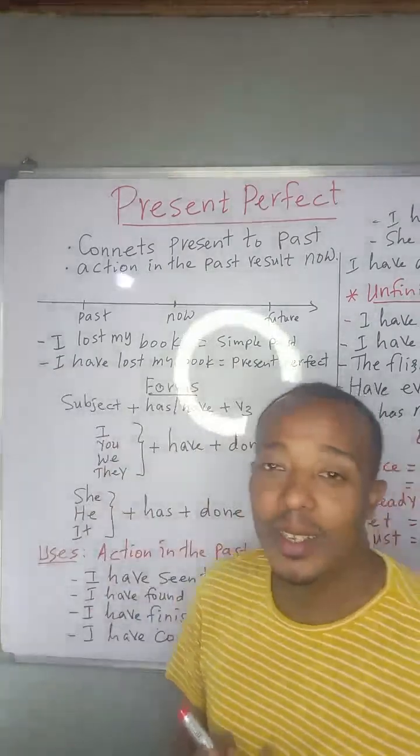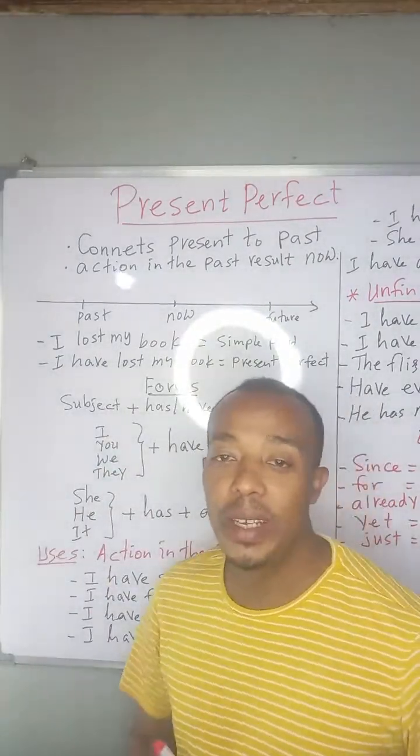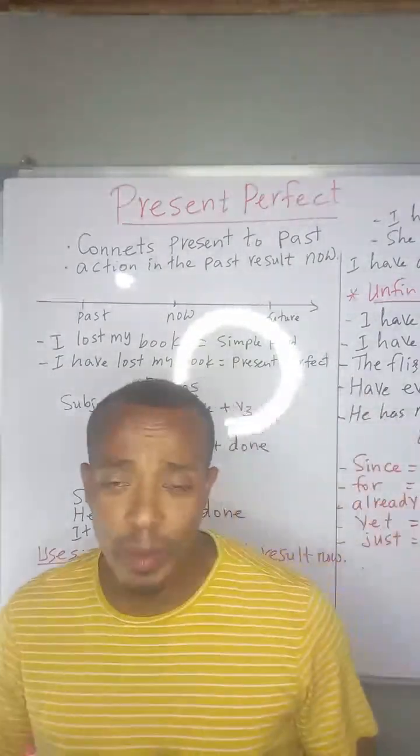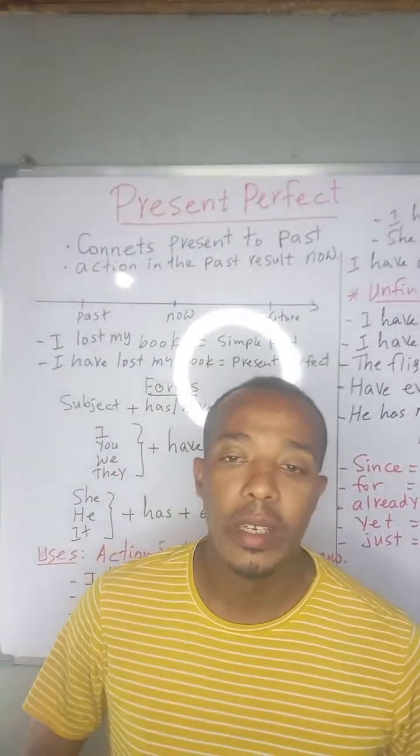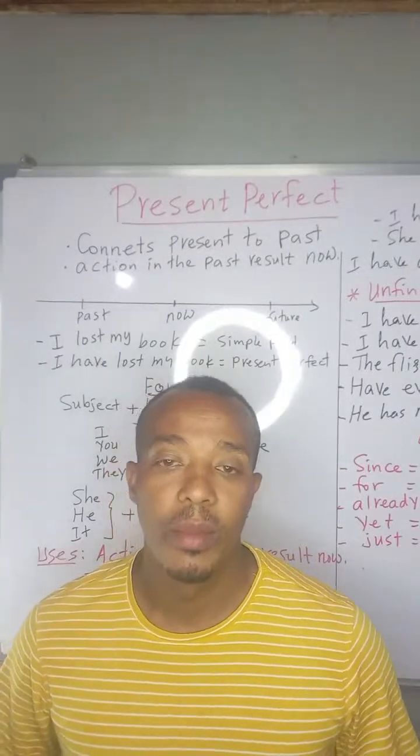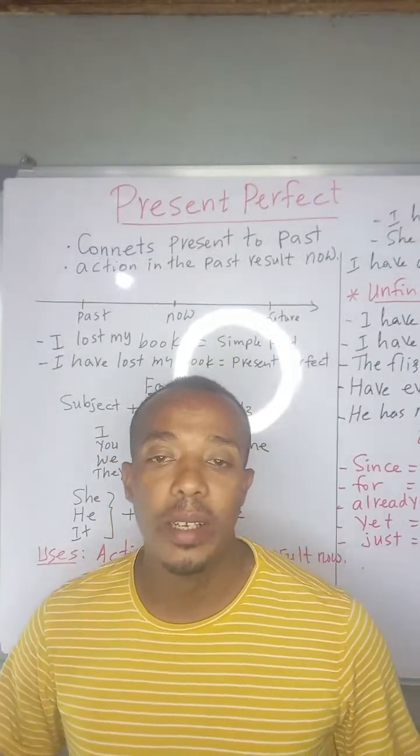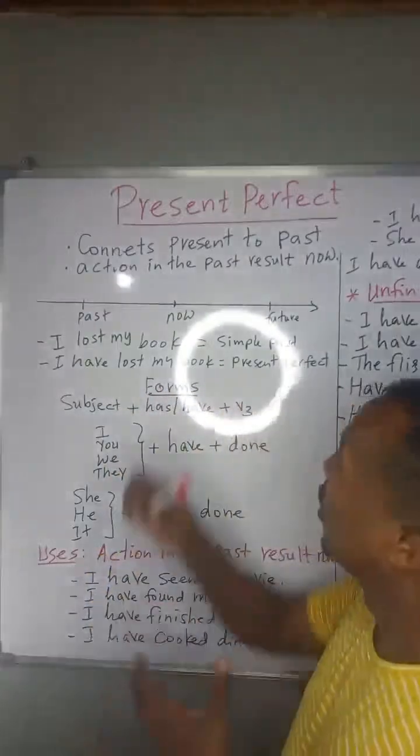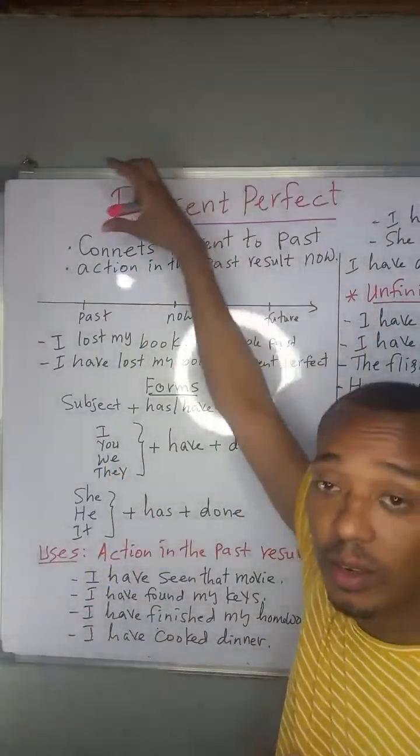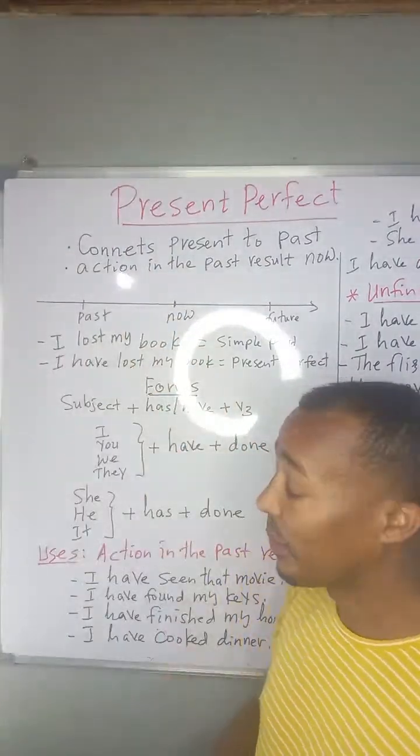Okay, let us start. It is about present perfect tense. Present perfect tense is one of the 12 tenses. It is found in the present tense because it is present perfect tense. Now, what is present perfect tense?